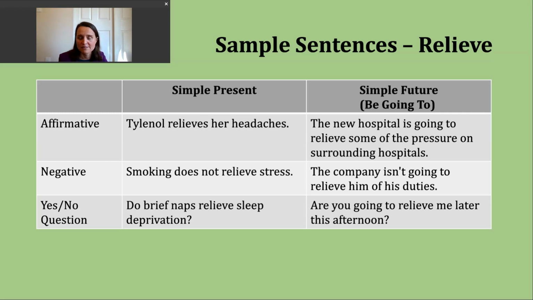If you want to ask a yes or no question in the simple present, you're going to start with do or does, whichever form matches your subject, and the subject comes next, and then you're going to use the base verb.